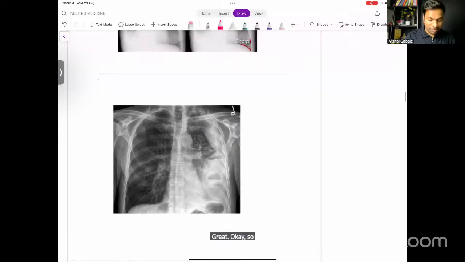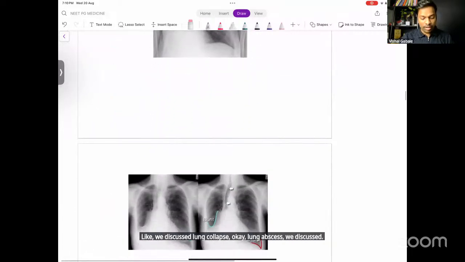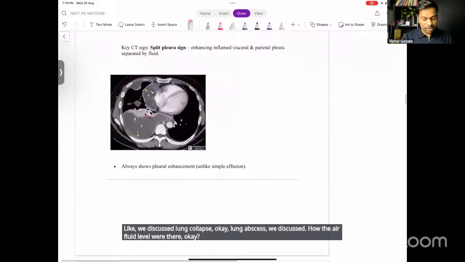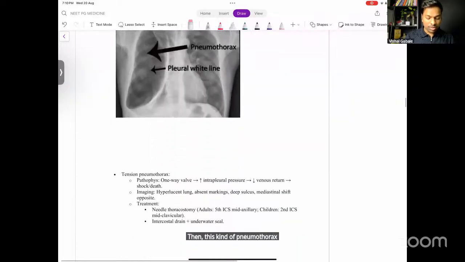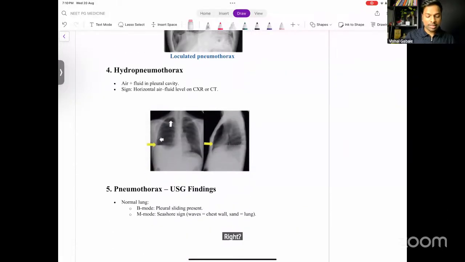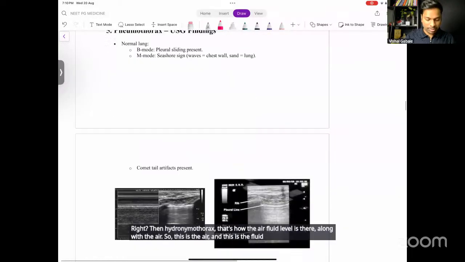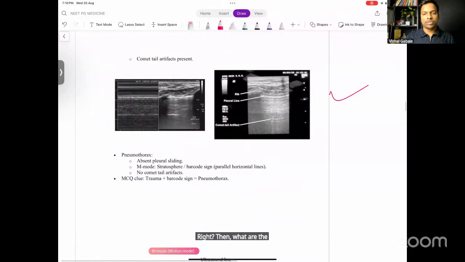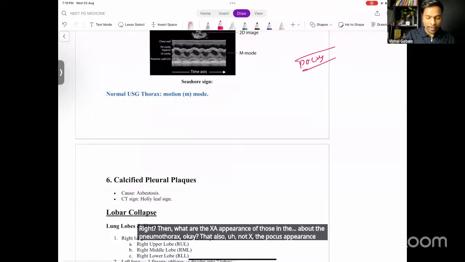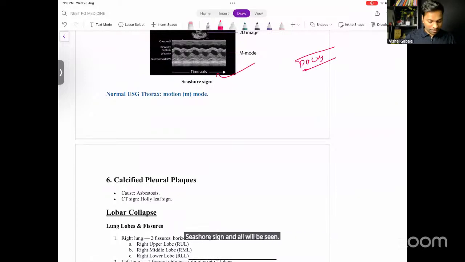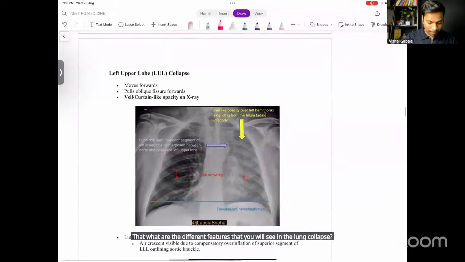Great. So after that, we discussed certain things, like lung collapse and lung abscess, and how the air-fluid level is there. Pleural effusion, etc. Empyema was discussed. Then this kind of pneumothorax we discussed. Then hydropneumothorax, where the air-fluid level is there along with the air. So this is the air, and this is the fluid level in hydropneumothorax. Then what are the appearances of pneumothorax? On USG, the seashore sign and all will be seen. Then we discussed lung collapse and the different features that you will see in it.